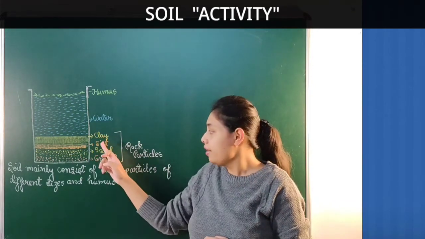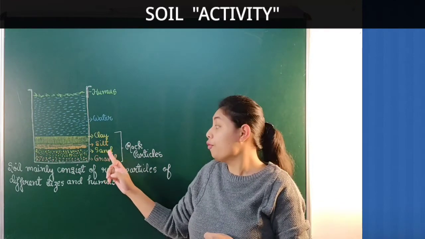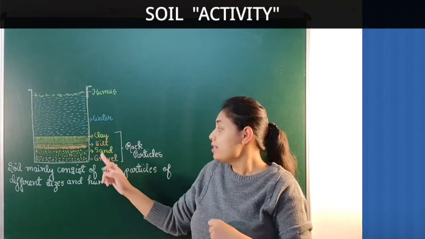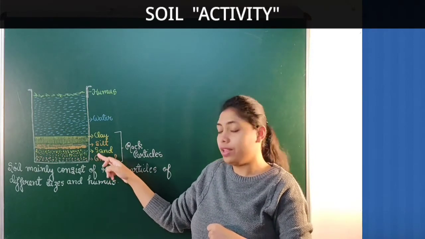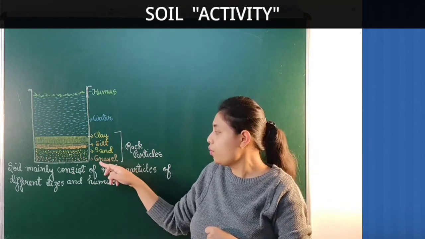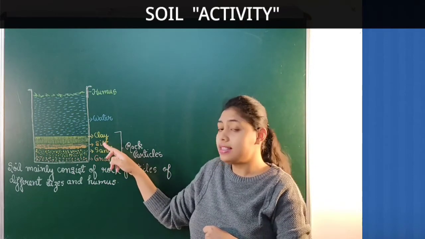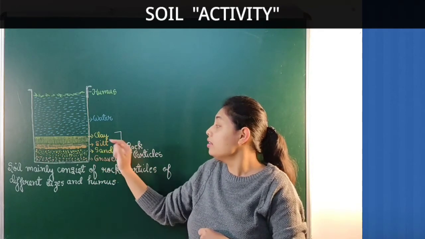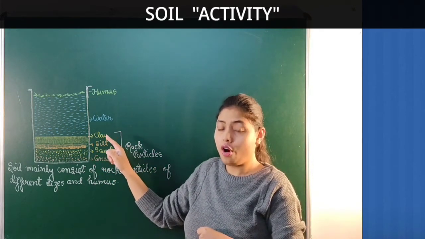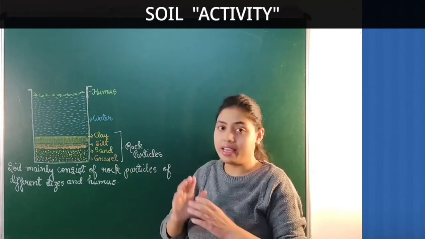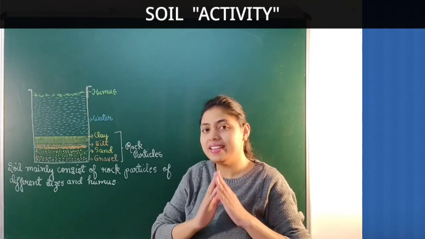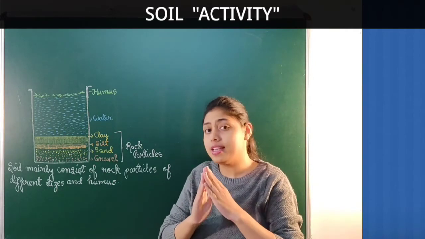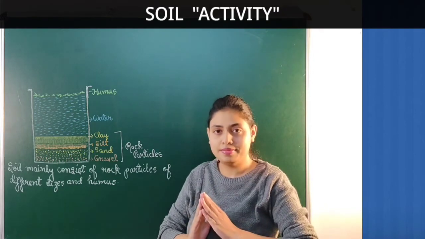Children, these layers of the rock particles of soil separate according to their weight. Sand is present above the gravel. That means sand is lighter than gravel. Then silt is lighter than sand, so it is present above the sand. And the lightest rock particle is clay. This is how we can see that soil mainly consists of rock particles of different sizes and humus.